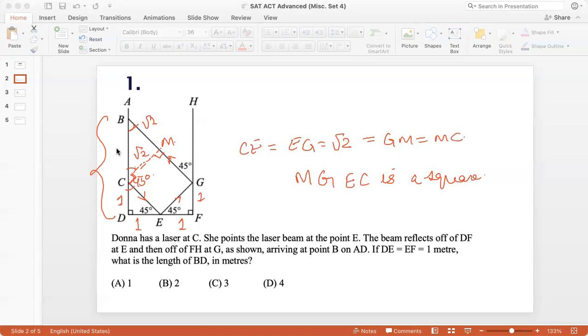And so by Pythagoras theorem, BC becomes 2, right? And so the length of BD is 2 plus 1, which is 3, option C.